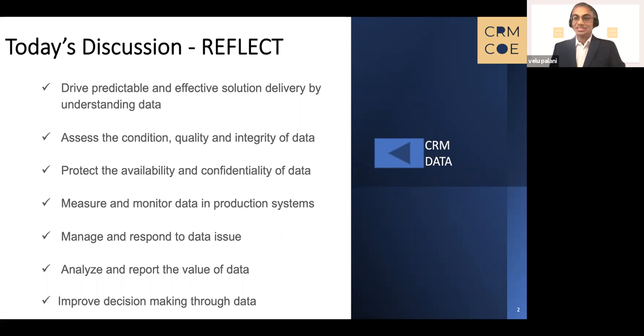And we are literally polluting every day through devices, through your laptop and your web browser, whatever you call it. So we will see a little bit on that and improve decision making through data. So this is what we are going to be touching today. And let's get to the topic.